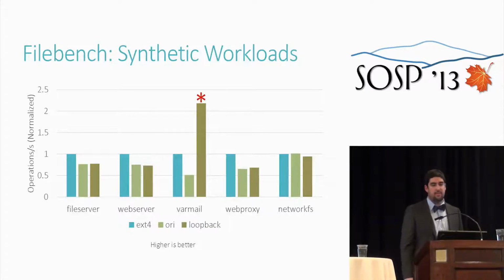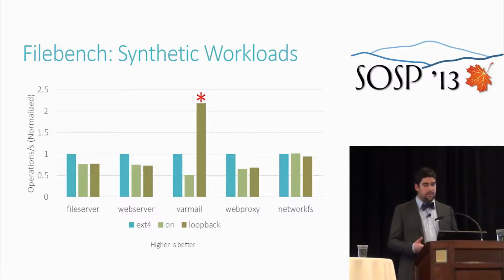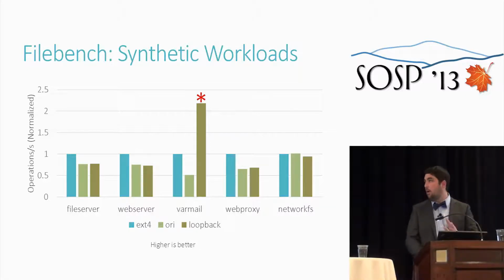So here we have the file system benchmark, the Filebench benchmark. These are a bunch of synthetic workloads. And what I want you to take away is that generally Ori and the loopback file system, the two bars on the right in each of the benchmarks, are performing about the same. And in fact, Ori does better in the network file system and also in the web server benchmark. The only caveat here is the varmail benchmark, which is basically because the loopback file system does not provide fsync, so it's not crash consistent, while Ori and ext4 are.